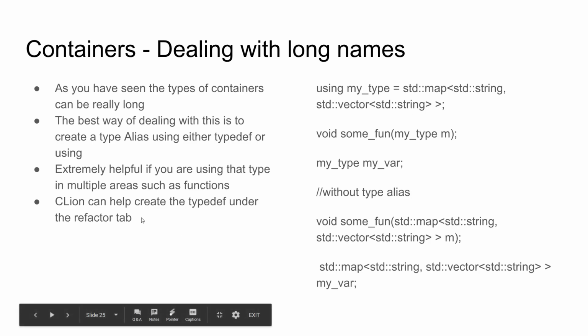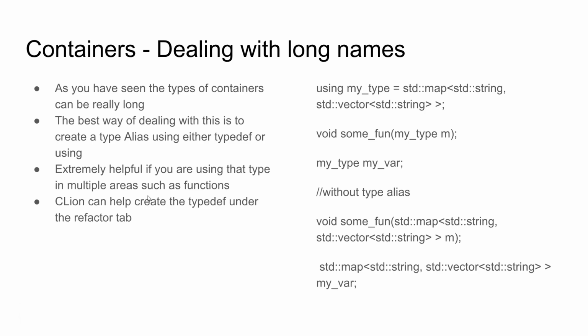If you're inside CLion and you have some type that you want to give an alias to, you can highlight the type, right click on it, and then say refactor and then put it into a typedef. And it will do all the work for you.